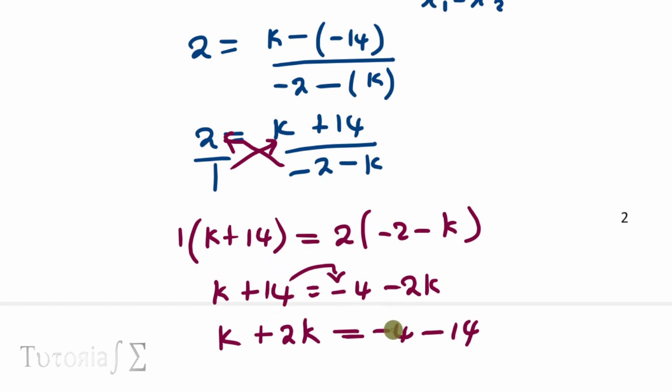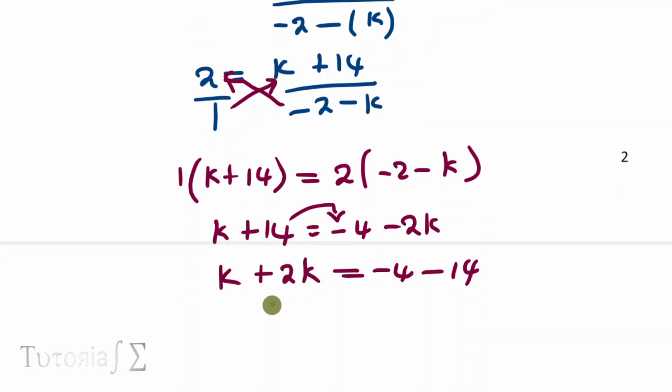So negative 2k will come this side, so it will be positive because it's negative. Then the positive 14, when it comes this side, it will be negative 14. So we can add this. So this will give us 3k will be equal to negative 4 minus 14. So since the signs are different here, we add, then we get the sign of the bigger number. So negative 4 plus, so we can say 4 plus 14. That will give us 18. Then we get the sign of the bigger number, that will be negative 18.